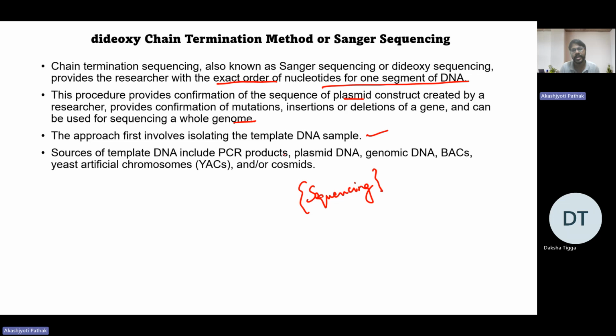It can be PCR product, plasmid DNA, genomic DNA, bacterial artificial chromosome, or yeast artificial chromosome. So there can be any template DNA. You can give any template. Anything can be given as the template DNA.